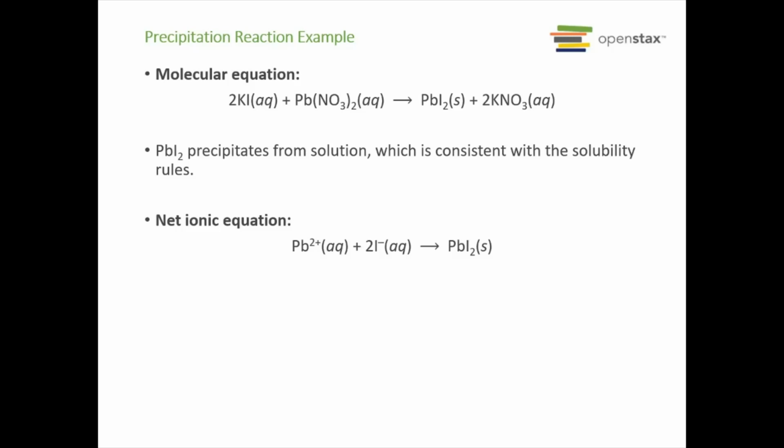So here's an example. We're given a molecular equation here. What we can see is we've got some ionic compounds that are aqueous, and then we have an insoluble ionic compound, and then another ionic compound. So we see that lead 2 iodide is going to precipitate from solution. That makes sense because we have a halide, however, it is coupled with lead 2+. We can tell this lead is a 2+ charge because the iodine is 1- and there's 2 of them.